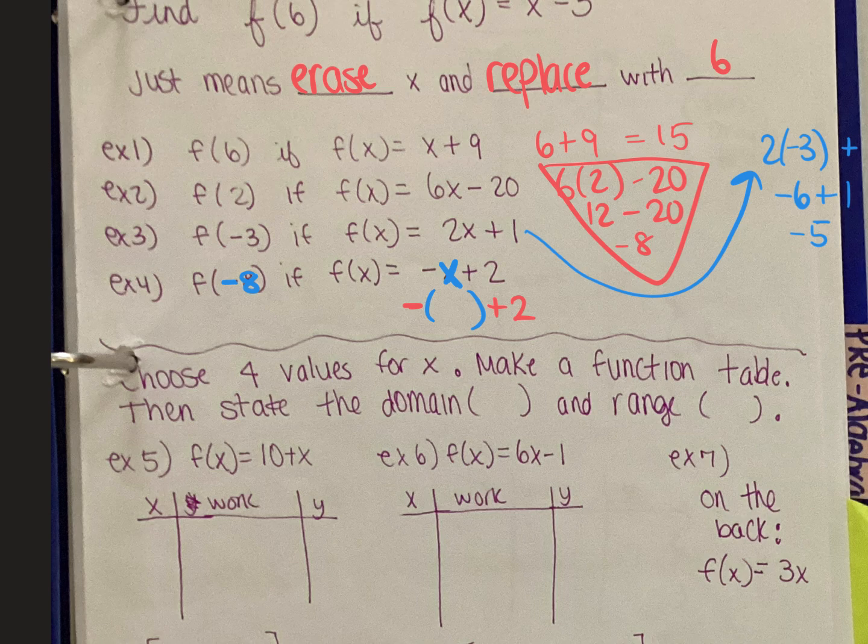So if I stick in a negative 8 right here, fix my signs that are touching, I get normal 8 plus 2, which equals 10.